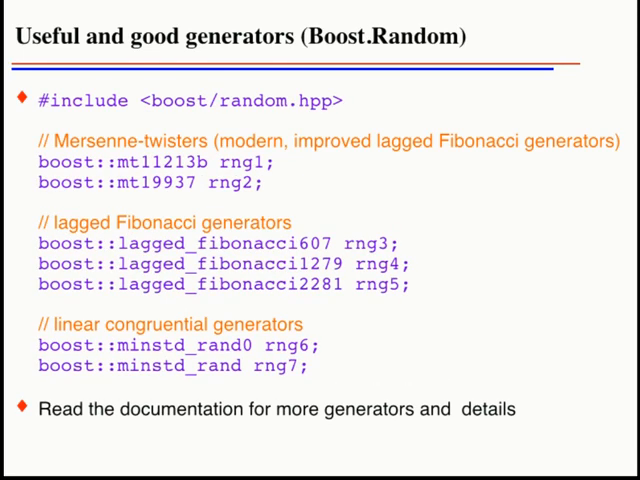In Boost, the names are slightly different, and this time you include boost/random.hpp. But again, you still have a few Mersenne Twister generators, like Fibonacci, and I think the linear congruential actually have exactly the same names.